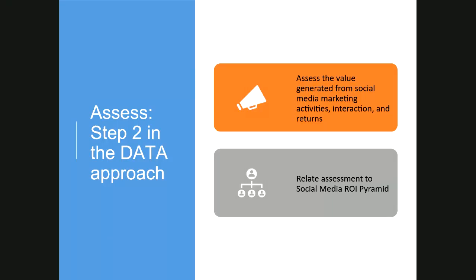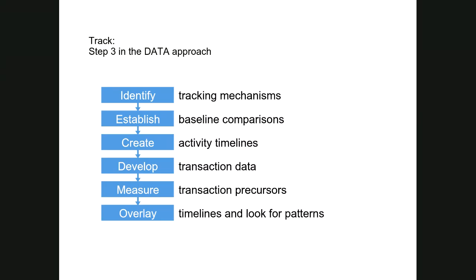Step 2, assess. So obviously, we talked about the ROI pyramid earlier, but assess the value generated. Is it doing what you're wanting it to do based on your objectives? Depending on what your objectives are, ours at the Right School of Business is awareness. Are we getting more interactions with our posts? Are we gaining more followers? Then we can use that as a proxy for people are more aware of our School of Business.